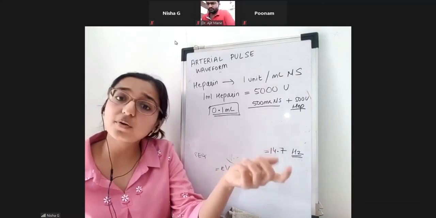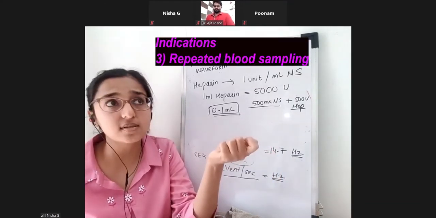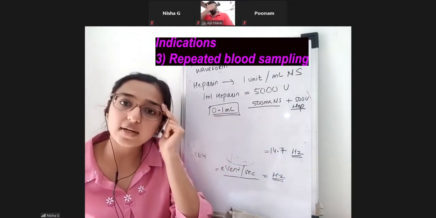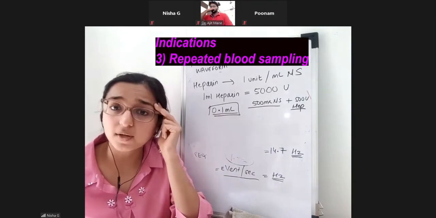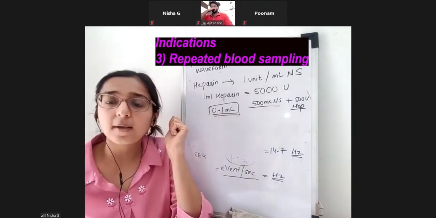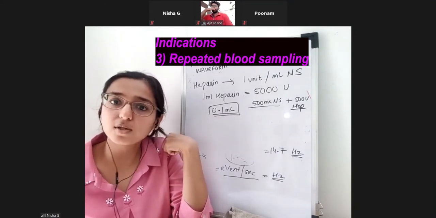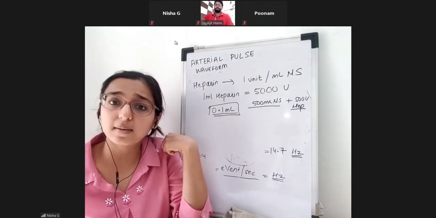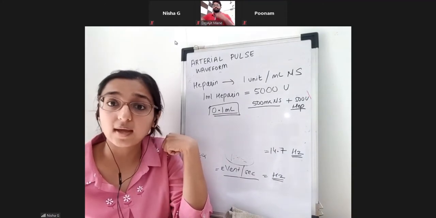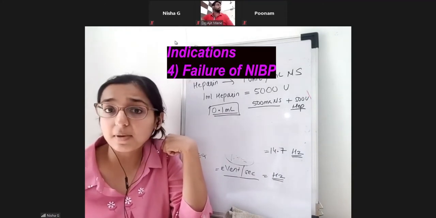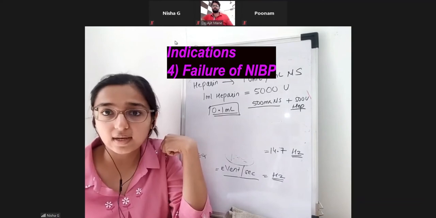Then if you have to take repeated ABG, the patient is in the ICU and every day you're sending ABG 3 times. Can you keep pricking the patient so much? No. So take an arterial line and keep taking your arterial ABG samples from that. In fact, you can send all the blood samples from that. No problem. Then if the patient's NIBP is not coming properly, you can take an IBP.